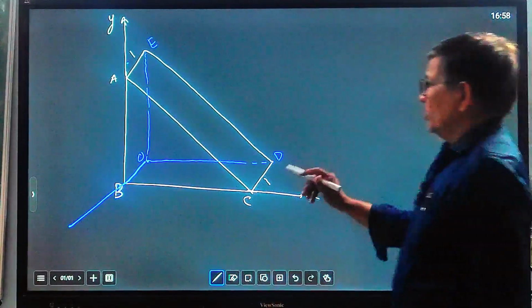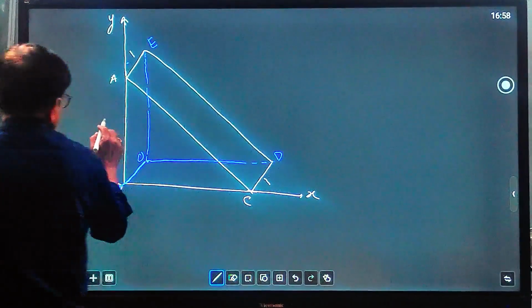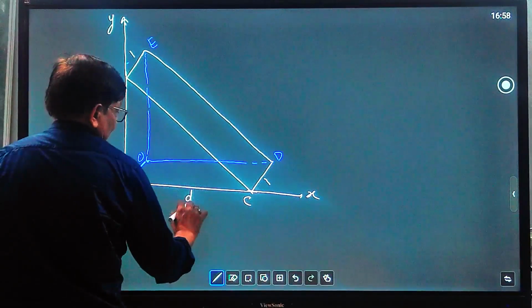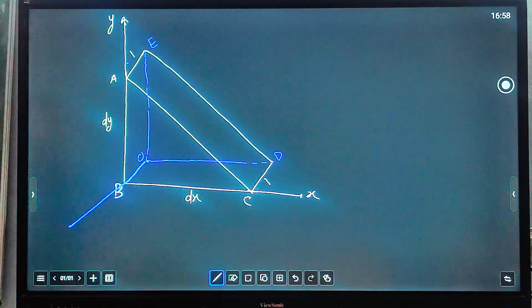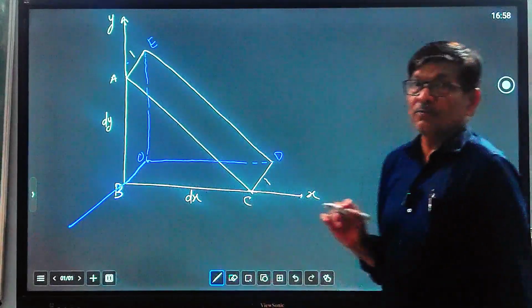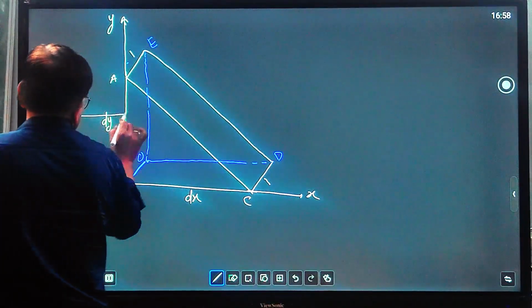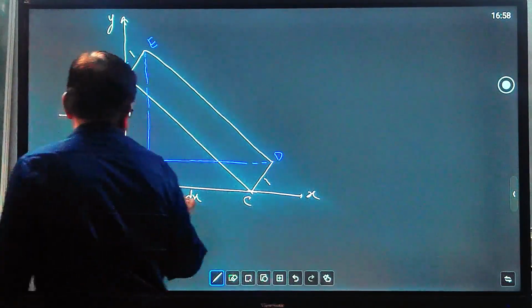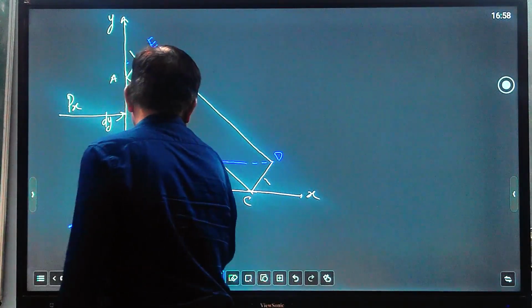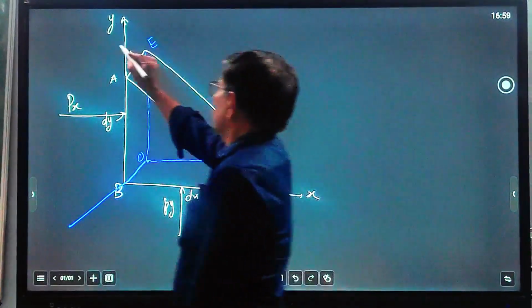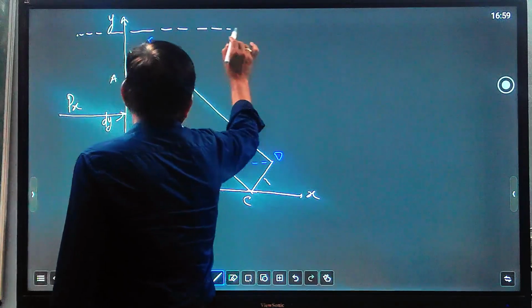So this is very small, and the dimension of AB is dy, and along the x direction the dimension is dx. We consider the pressure forces acting here. Pressure acts along the x direction, it is Px, and along the y direction it is Py, because it is inside the liquid. So the whole area is filled with liquid.